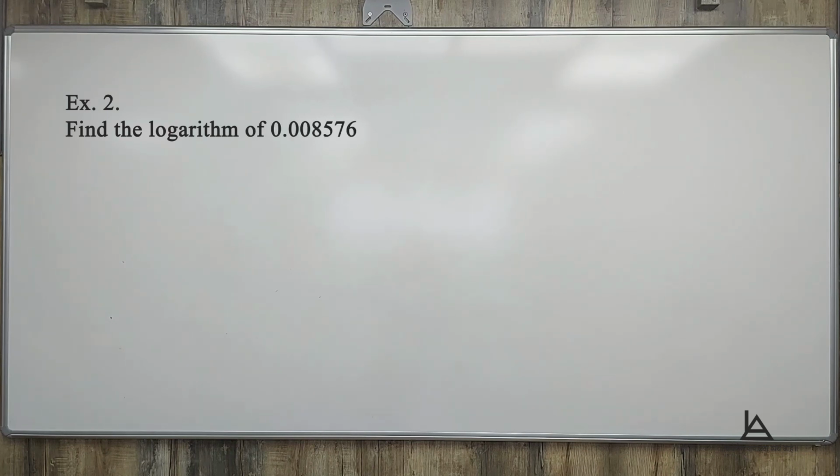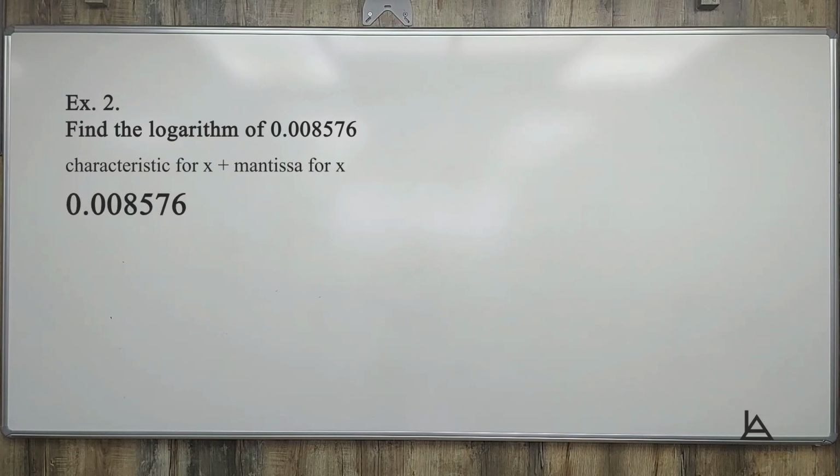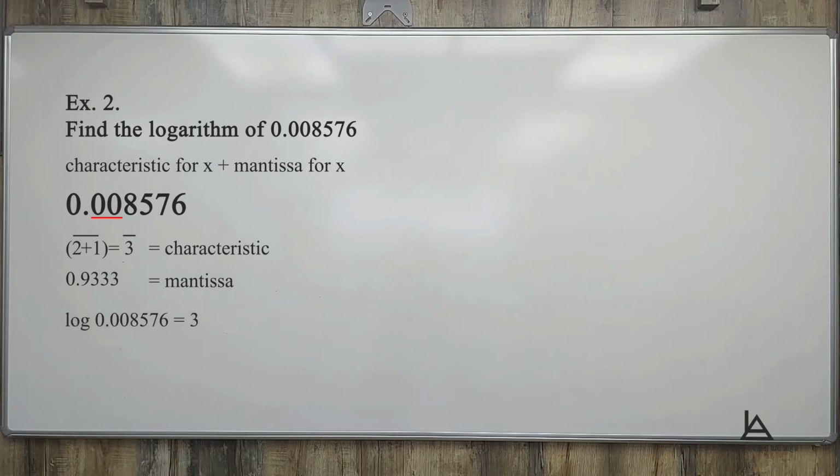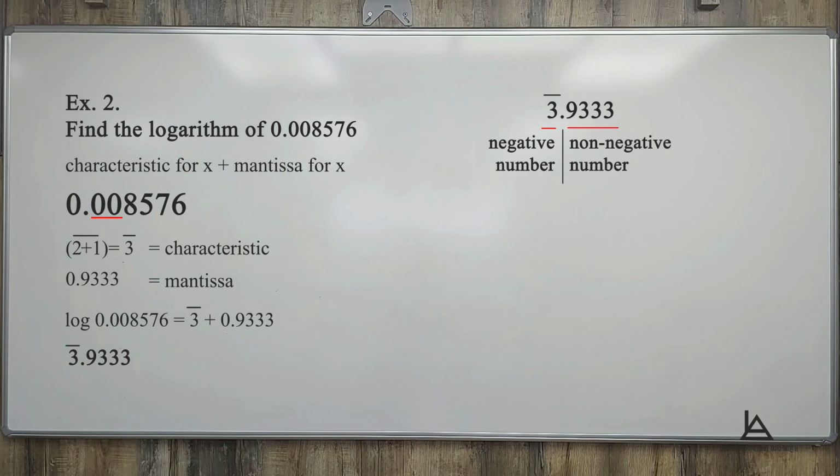Similarly, if we try to find the logarithm of 0.008576, then the logarithm of 0.008576 is equal to characteristic plus mantissa. As we have seen, the number of zeros after the decimal point is 2, and therefore 2 plus 1, that is bar 3, is the characteristic, and 0.9333 is the mantissa which we have found using the logarithmic tables. And therefore, the logarithm of 0.008576 is bar 3.9333. Here, note that bar 3 is a negative number and 0.9333, which is the mantissa, is a non-negative number.